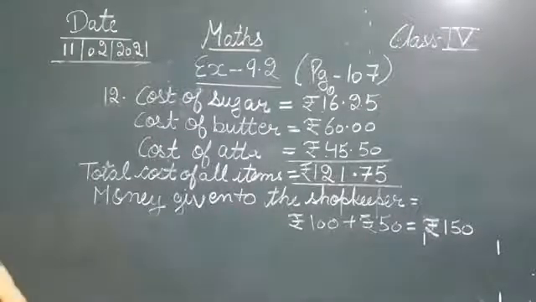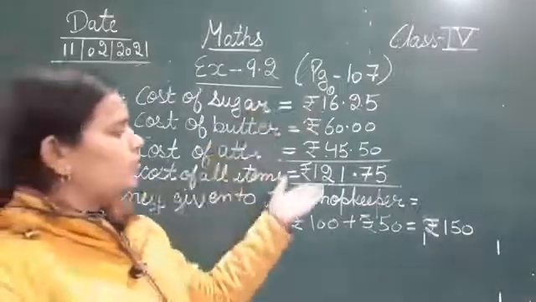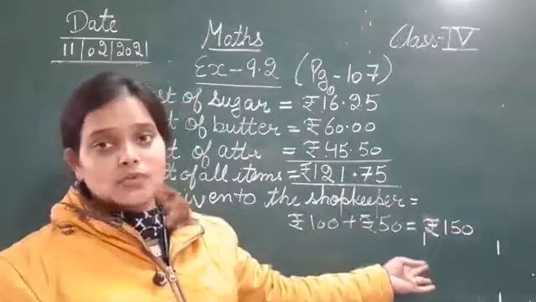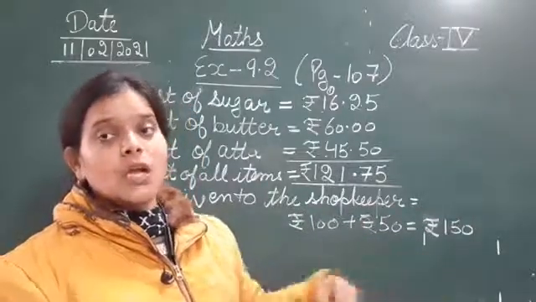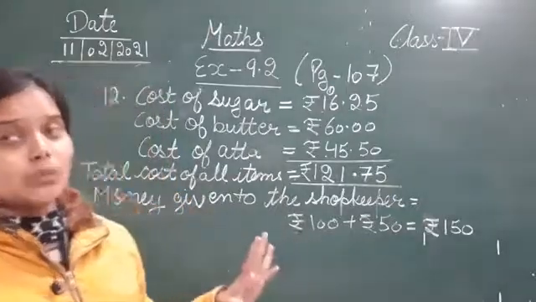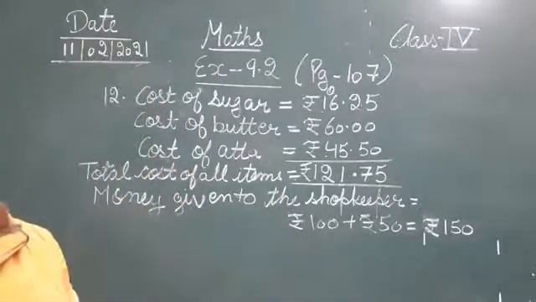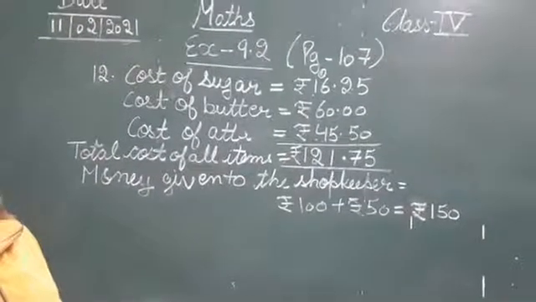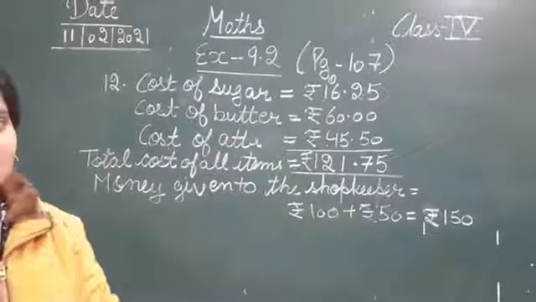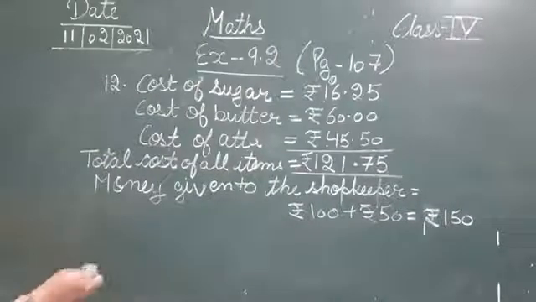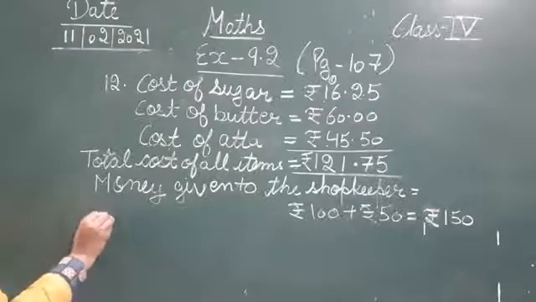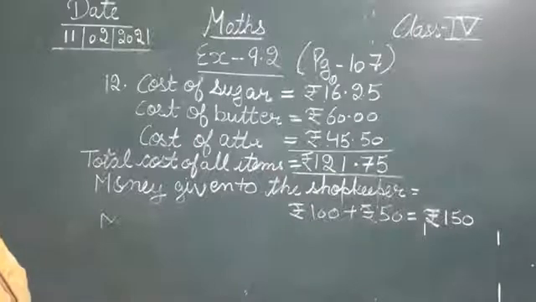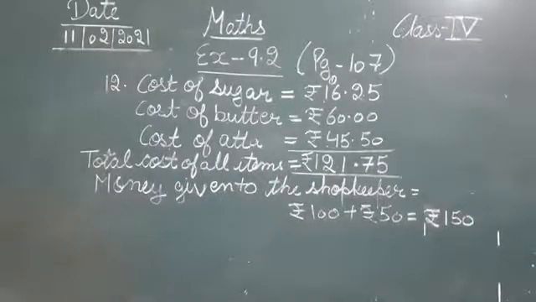So that means the cost of all the items he bought was 121 rupees and 75 paise, whereas he has given rupees 150 to the shopkeeper. Now we will calculate the amount that he will get back. So the next is money got back, or the balance got back. In the question it is written, what balance did he get. So let's write the balance he got back.